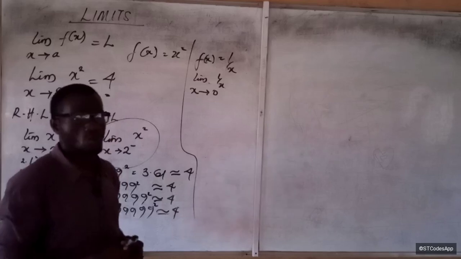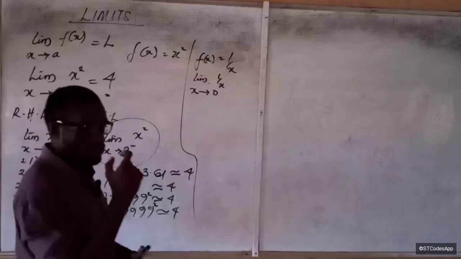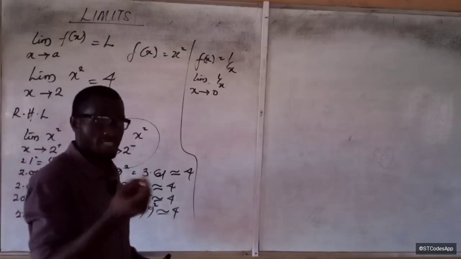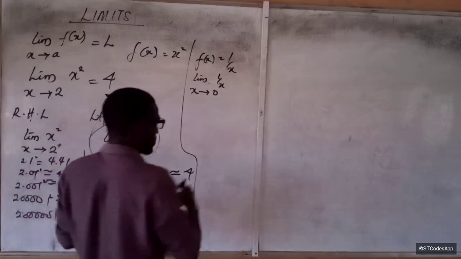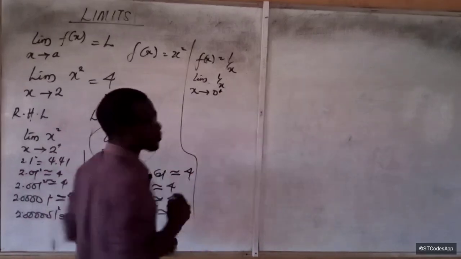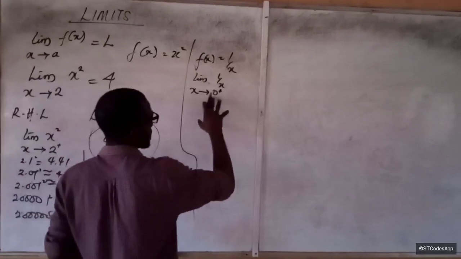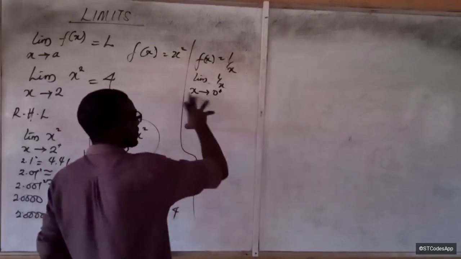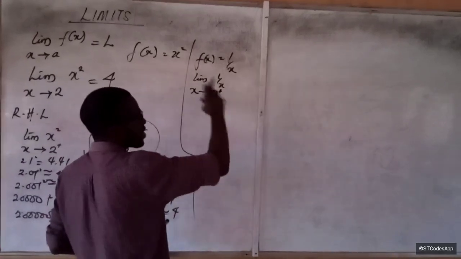What is it tending towards? So you have to ask now, is it from the right hand side or from the left hand side? Now if it were to approach from the right hand side, we'll say plus, the limit as x approaches 0 of 1 over x from the right hand side.